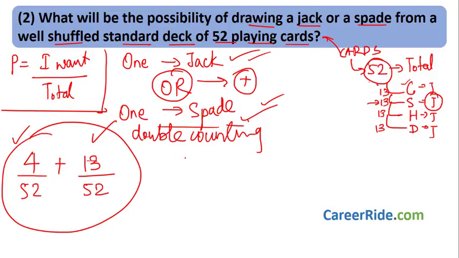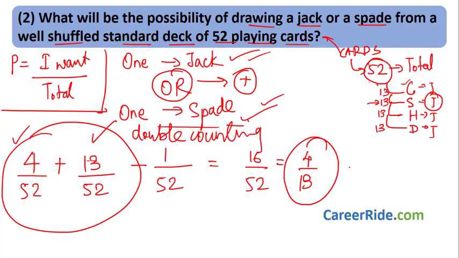So let us choose now jack of spade. How many jack of spades are there? There is only one jack of spade. And how many total cards are there? 52. We have to subtract this double counting, right? Okay, what do we get then? 4 plus 13 is 17. 17 minus 1 is 16 upon 52, which is 4 by 13. This is the probability of choosing a jack or a spade from a well shuffled deck of 52 playing cards.